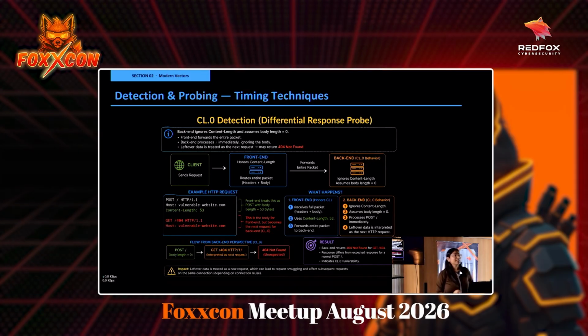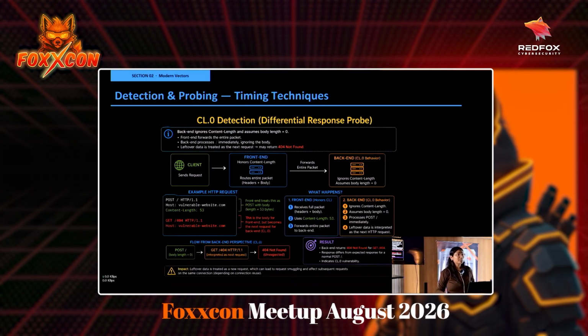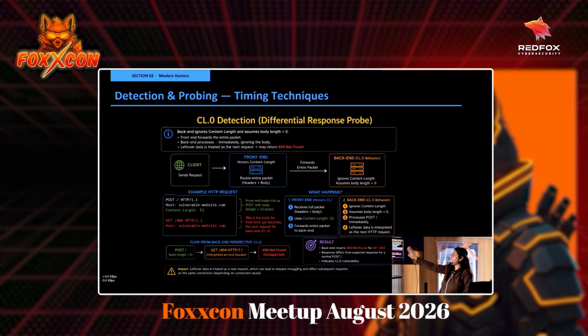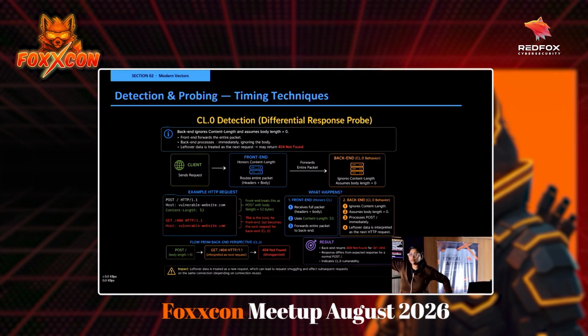So here we are having content length 53. Front end will consider 53, but back end will consider content length as 0. Perfect. So content length 53, good to go. Front end server processes the request, but back end server will consider content length 0, meaning the body ends here only. So the other part will be a smuggled request, another request. It will consider it as another request.